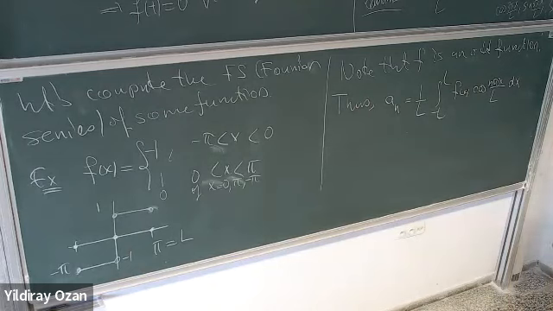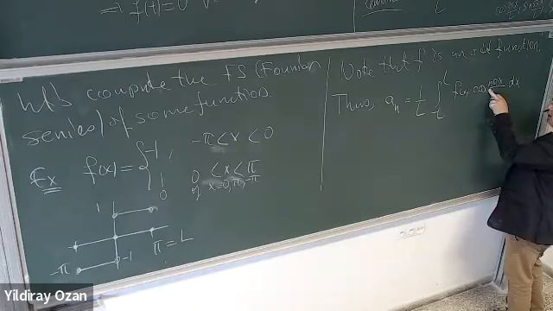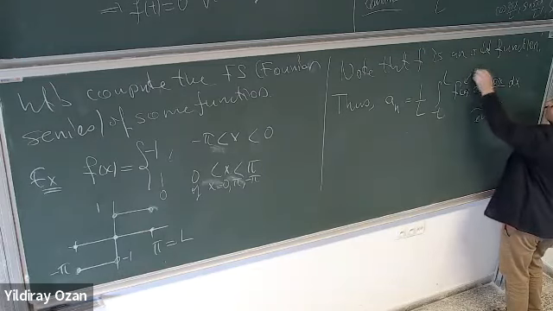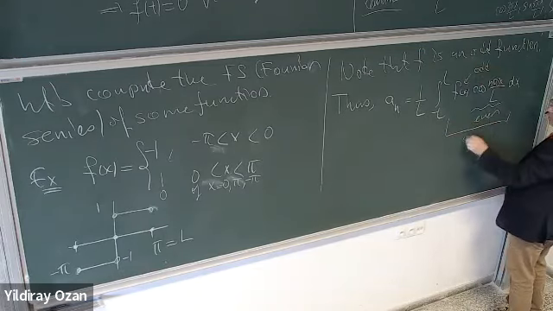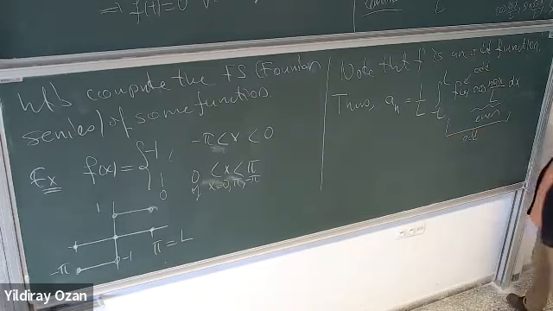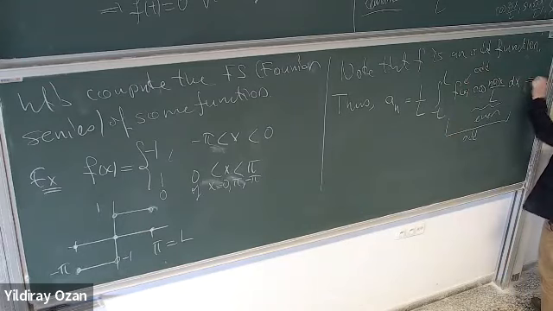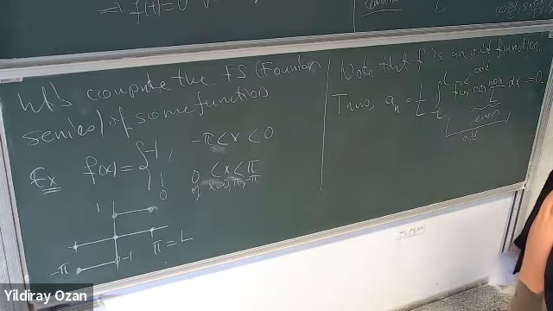Well, no matter what n is, this is an even function, right? But this is an odd function. So the product is an odd function. And the integral of an odd function, of course, is always 0. So an's are always 0.